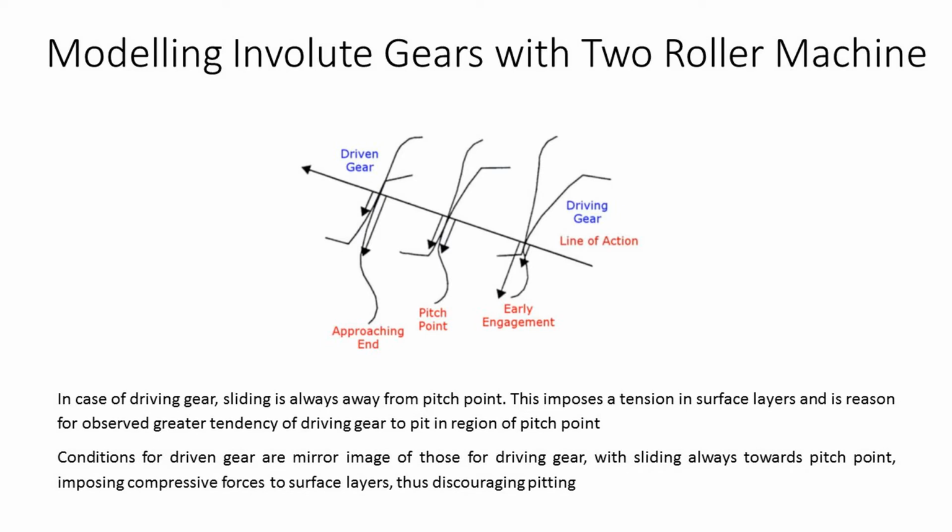Note that in the case of the driving gear, sliding is always away from the pitch point. This imposes a tension in the surface layers and is the reason for the observed greater tendency of the driving gear to pit in the region of the pitch point. Conditions for the driven gear are the mirror image of those of the driving gear, with sliding always towards the pitch point, imposing compressive forces to the surface layers, thus discouraging pitting.